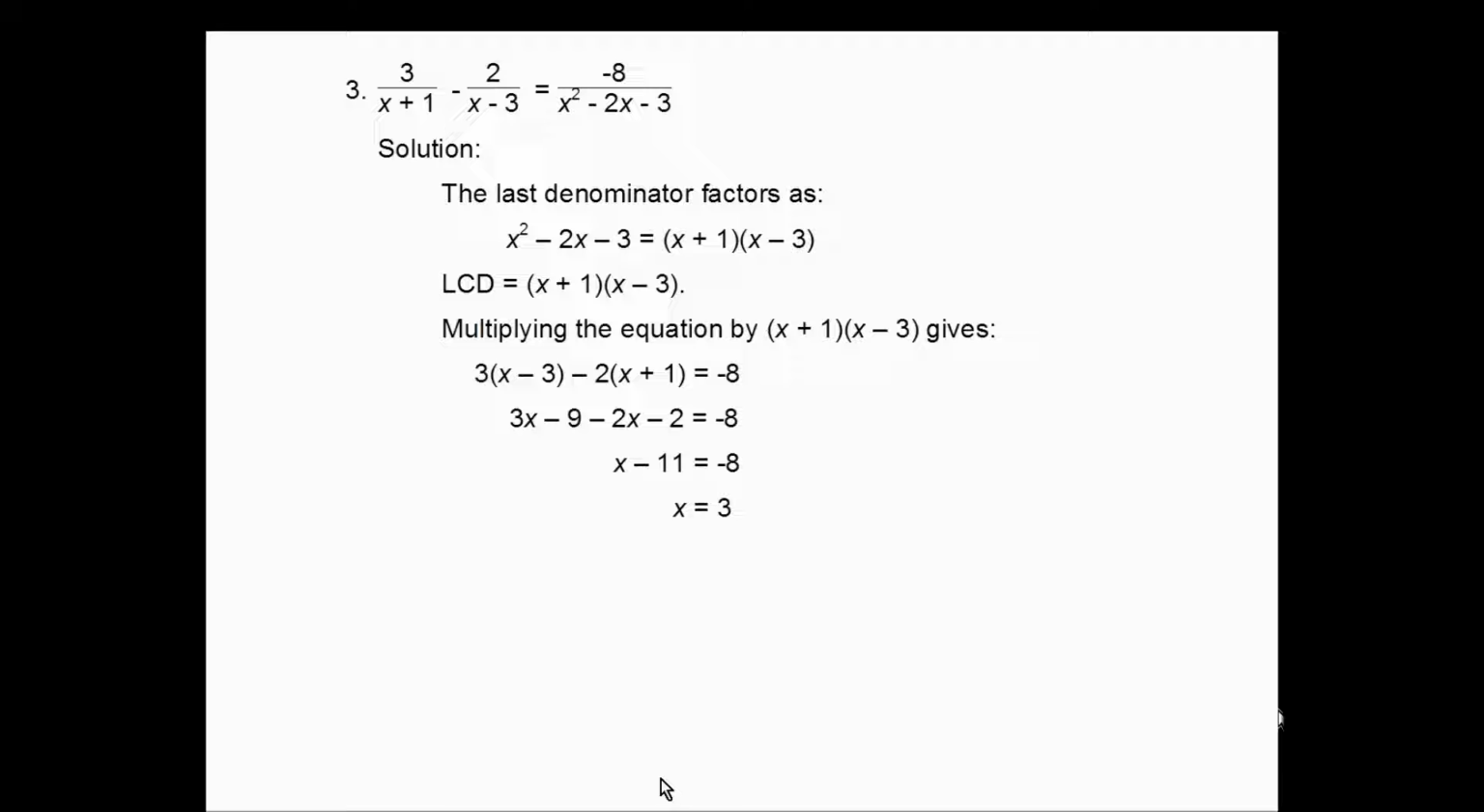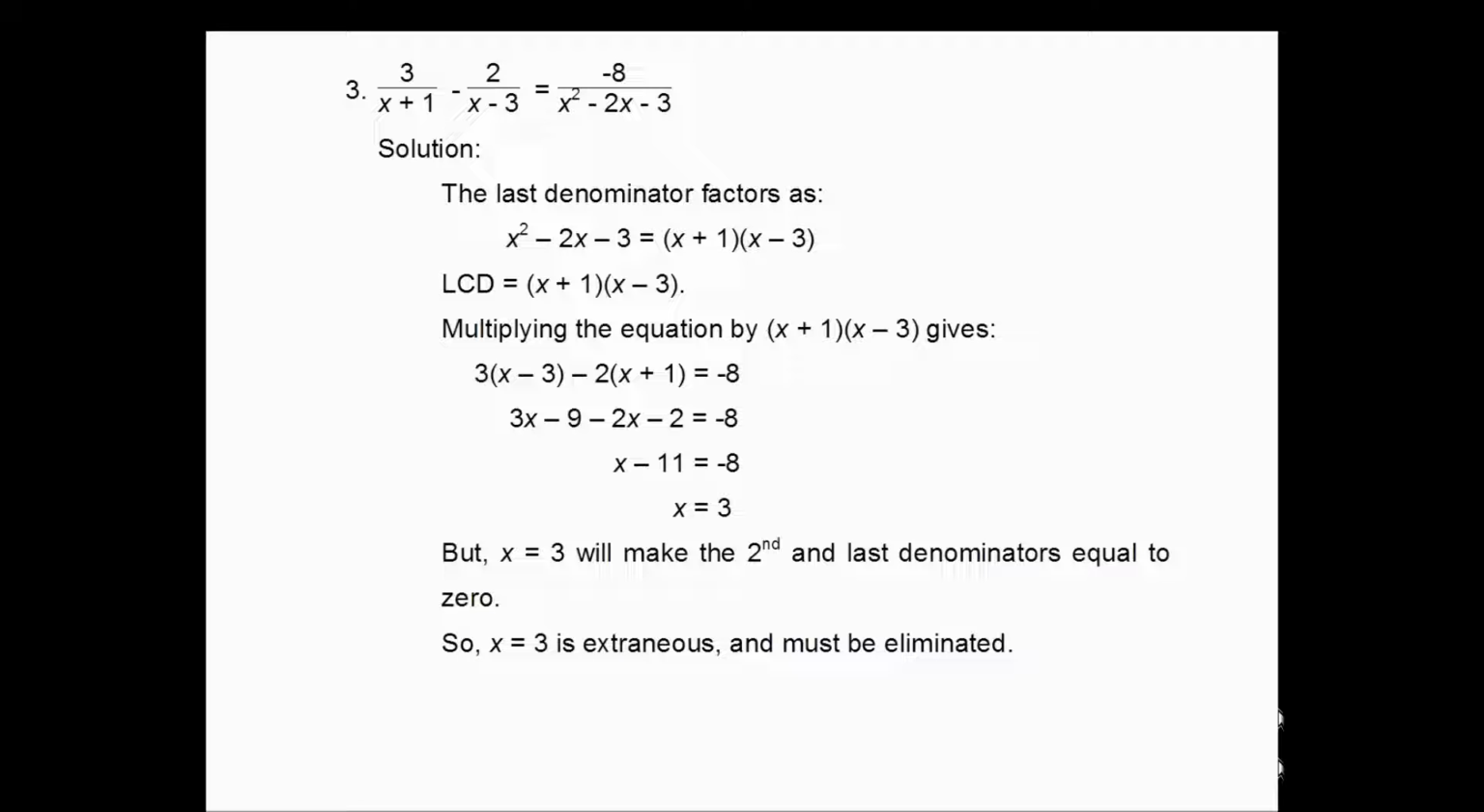And then we check, does it make a denominator equal to 0? Well, if x is 3, this denominator is 0. So x equal 3 has to be eliminated. It was our only candidate for a solution, and it doesn't work. So we have no solution. Okay, no solution. And again, when there's no solution, say no solution. Don't say false. Say no solution.